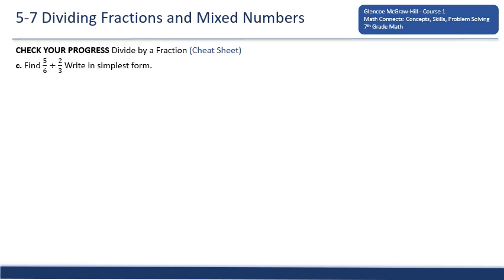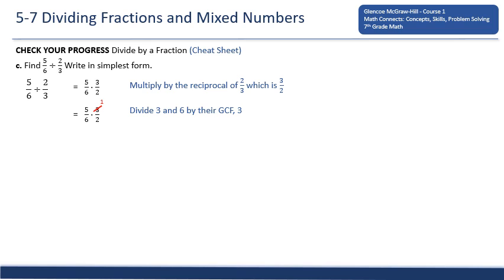Find 5/6 divided by 2/3. So we are going to change the division to multiplication, and we will multiply by the reciprocal of 2/3. So we will get 5/6 times 3/2. And if we simplify this, 3 goes into 3 once, 3 goes into 6 twice. We multiply across, we get 5/4. And if we change that to a mixed number, we get 1 1/4.